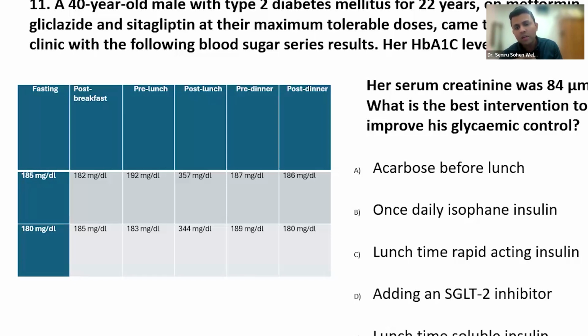So the options that we are left with are lunchtime rapid acting insulin and lunchtime soluble insulin. So those are the two options that you have chosen. Compared to rapid acting insulin, soluble insulin has a longer duration and a slower onset of action, and we want to tightly control this post-lunch blood sugar surge, and therefore the best answer would be a lunchtime rapid acting insulin, that is C.